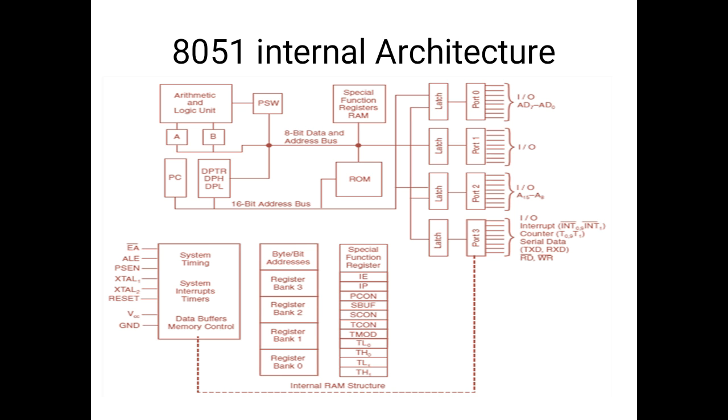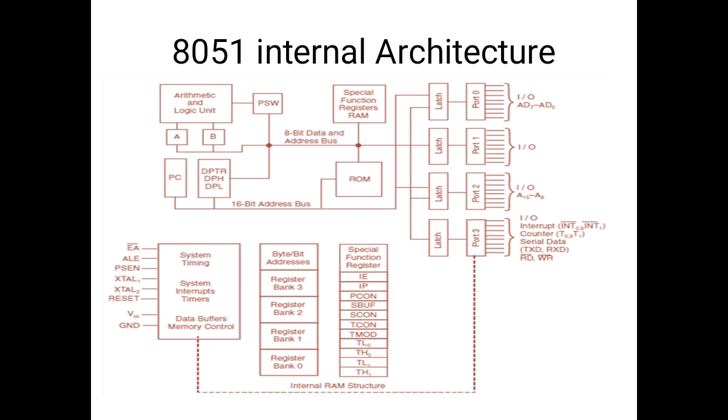Now we can see their pins. There is an EA/VPP pin. This pin is known as the external access enable pin. This pin will provide the external program to be accessed by the 8051. The external program from the other hardware can be accessed only and only if this pin is high.